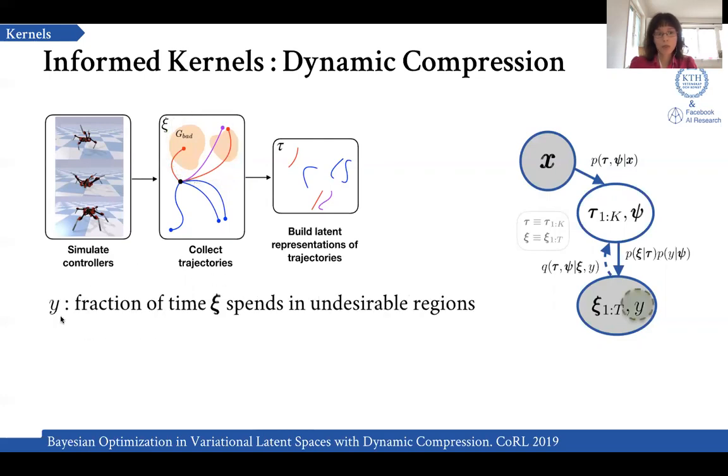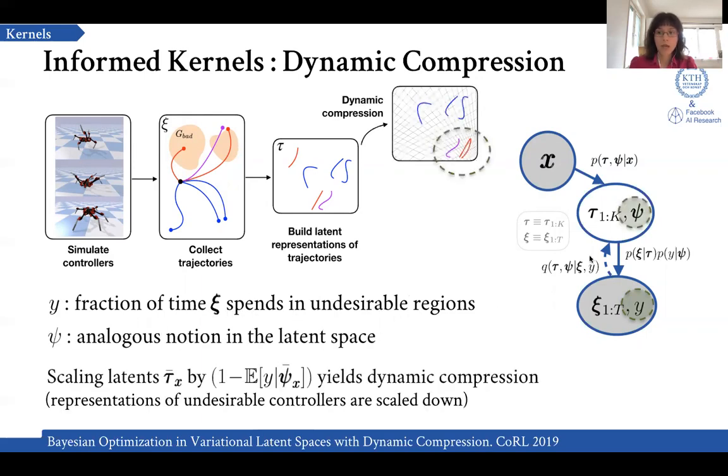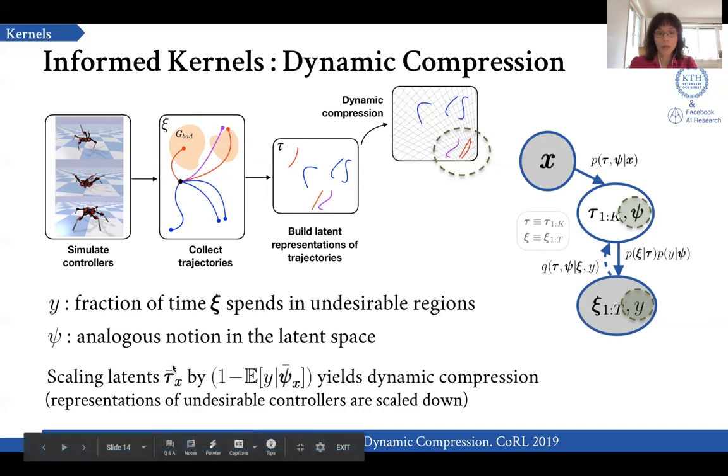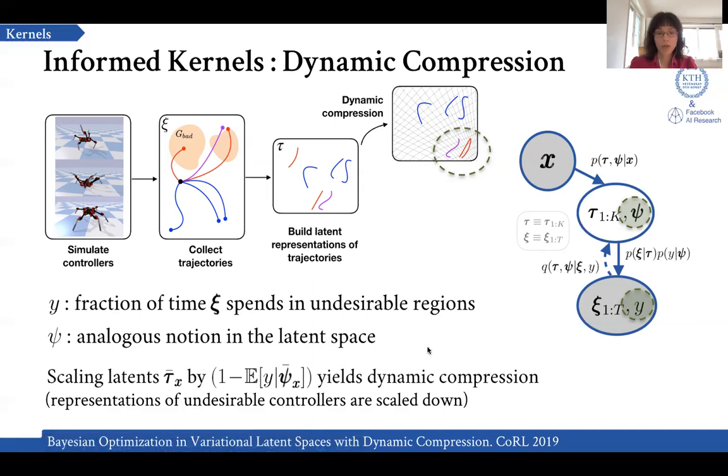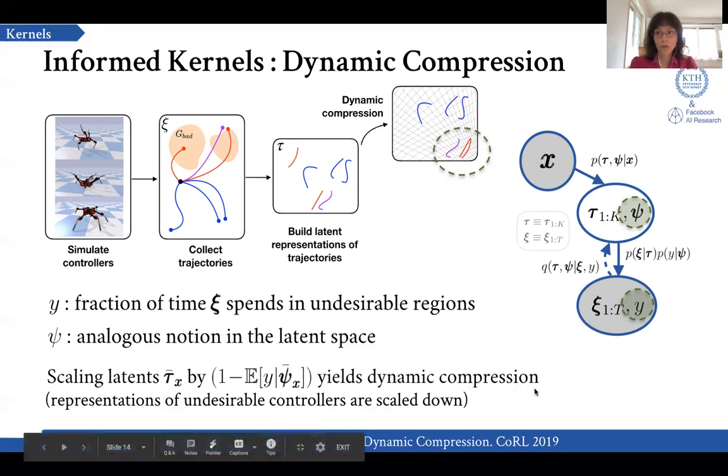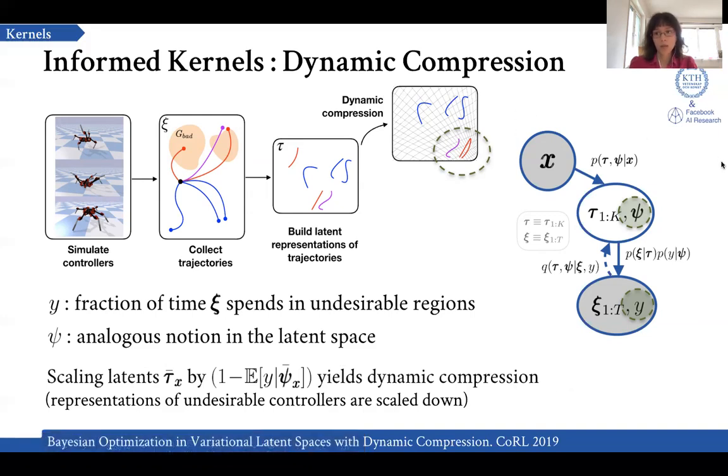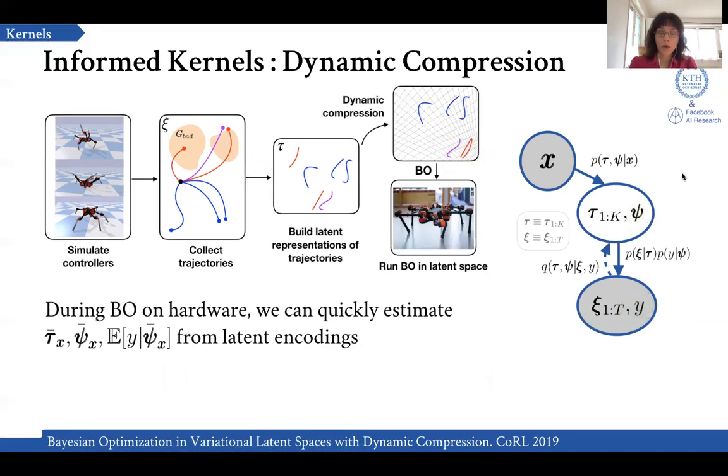And with this, we can see what fraction of time each trajectory in the original space spends in the undesirable regions, and we can learn the analogous notion, this C here, in the latent space. So then we will achieve a dynamic compression by scaling our latent means by 1 minus this expectation of how undesirable the trajectory is. This gives us the result that the representations of undesirable trajectories are scaled down and represent a smaller portion of our search space, and hence we would spend less time paying attention to controllers in this region when we're running Bayesian optimization now in a latent space on hardware.